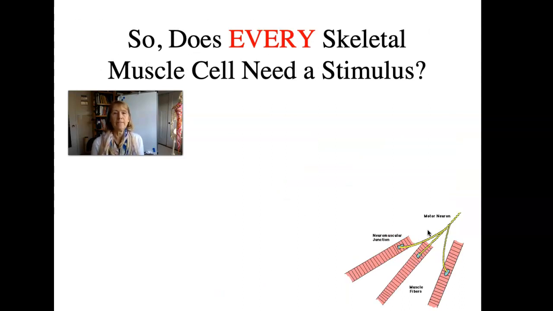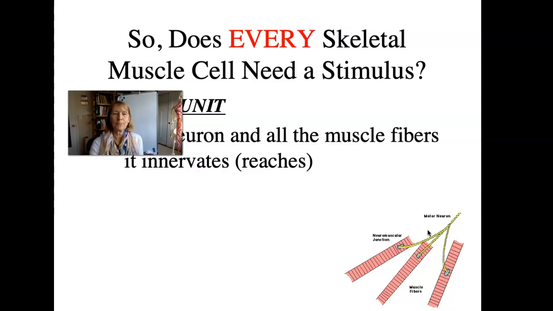So does every skeletal muscle cell need a stimulus? Or the contrary to that hypothesis is no, it doesn't. It could just be like in your quads, for example. You have a big muscle bundle and you would just have a few neurons coming to it, and then in unison, all of that muscle would contract. Okay, that's hypothesis number 2. So which do you think is correct? Hypothesis 1 or hypothesis 2?